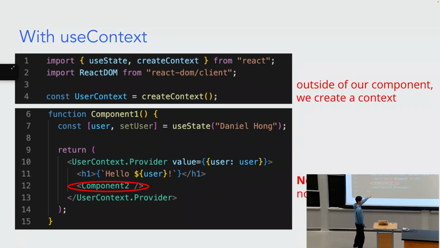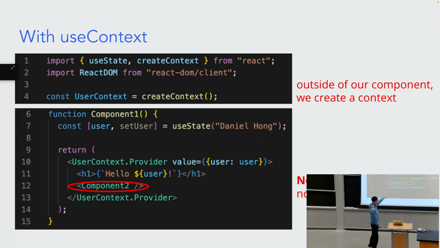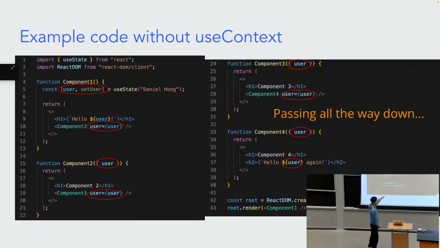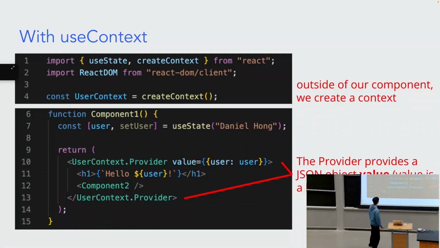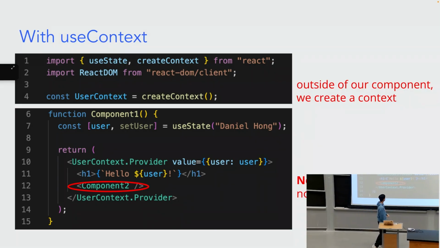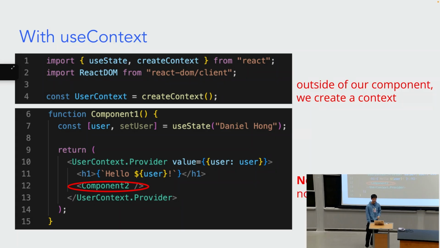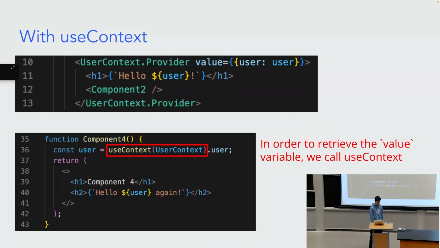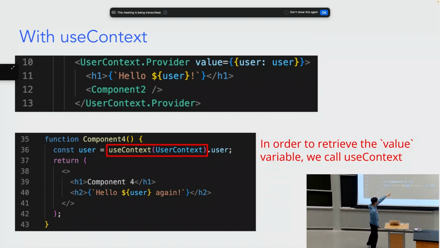Yeah. So one thing that you'll notice here immediately is that for component 2, we don't need to pass a user prop down into it. In the previous code, we saw that we needed to pass a user prop into component 2. Here, we don't need to pass anything down into component 2. It'll already be able to know what user is as long as we use the context that it's wrapped around. And in order to use the context, what we'll do is we call the useContext hook using UserContext, and then this will give us whatever's in the value thing. So this value thing is a JSON object with one parameter. We pull out that parameter using .user, and then now we can use it.